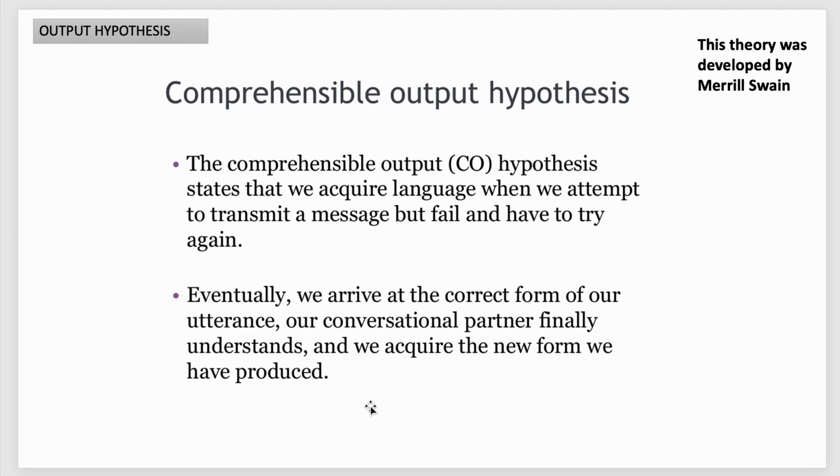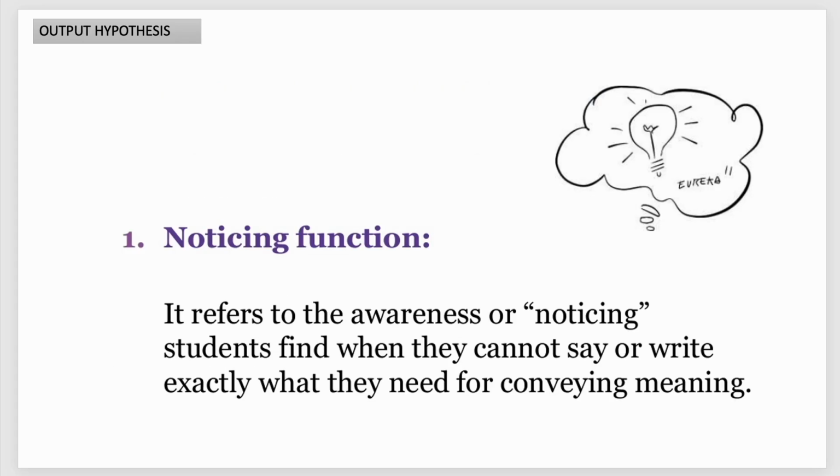So it's kind of the idea that it's trial and error, right? We try to say or write something, and then we notice that the person we're communicating with doesn't understand. So we try a different way of saying it until we reach something that works. The output hypothesis.